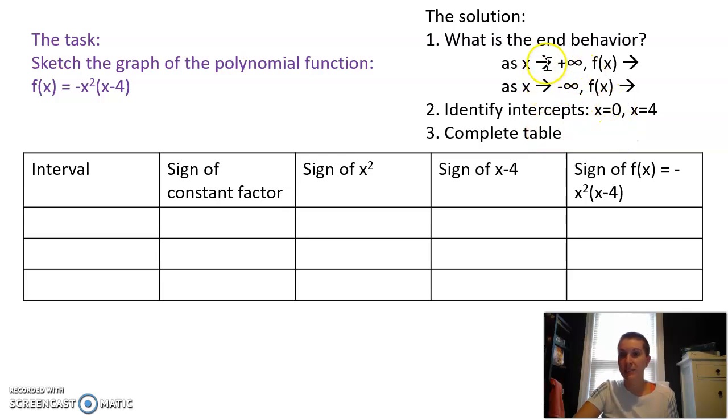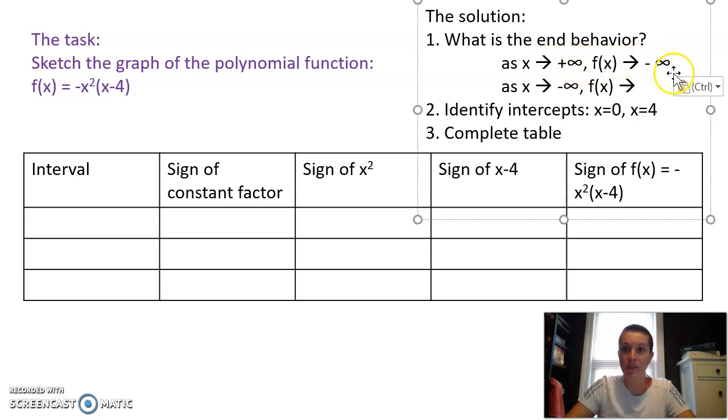So this means that, because it's an odd degree, our end behavior will be different as x approaches positive and negative infinity. Because it's a negative function, our y is going to approach negative infinity as x approaches positive infinity, which means, of course, that the opposite is true. As x approaches negative infinity, we should be approaching positive infinity.